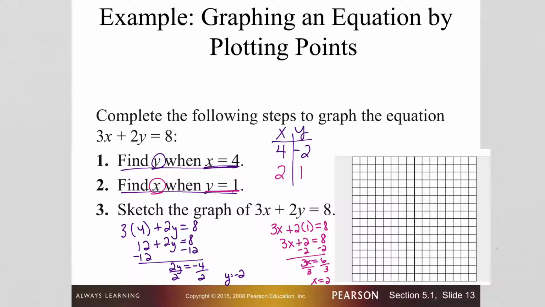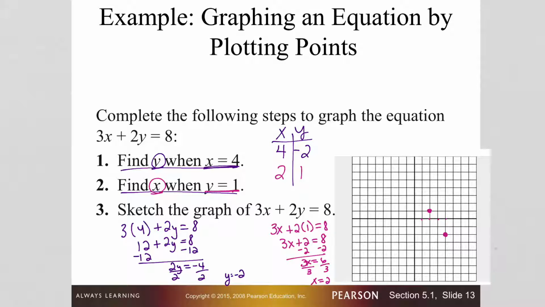So there we go. Now we have 2 points anyway, so 4, negative 2, and 2, 1. Let me plot them.